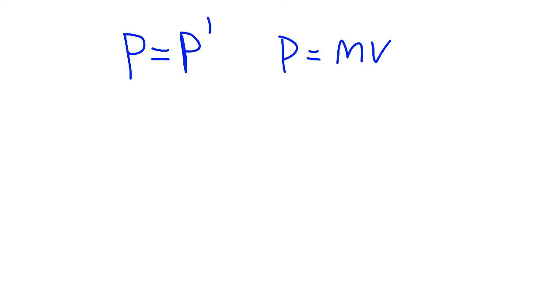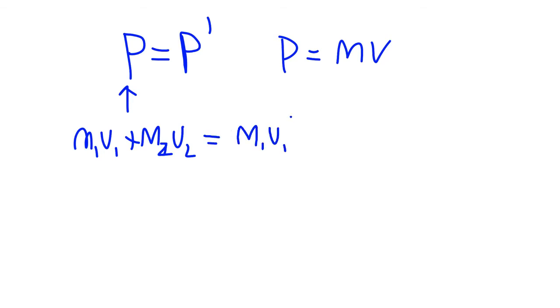So in summary, remember that momentum is conserved in all collisions. So momentum before equals momentum after. Remember that momentum is equal to mass times velocity. So the idea is however many objects you have moving before, you have to do mass times velocity for each object. And then take the mass of each object and its velocity after the collision.